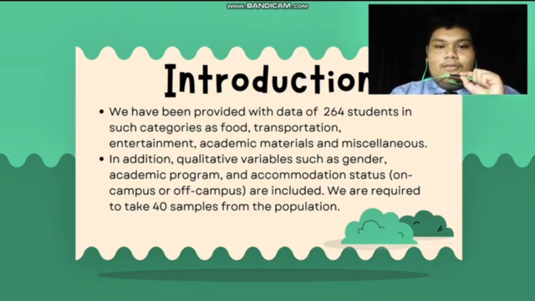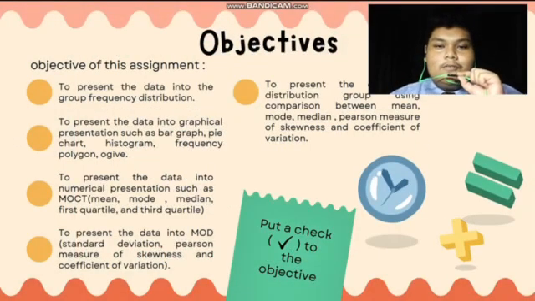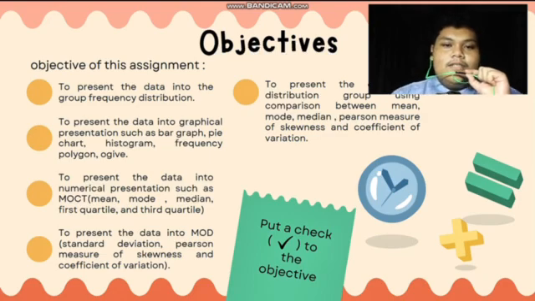So let's go to the second part, which is objective. We have 5 objectives of this assignment. The first one is to present the data into the group frequency distribution. The second one is to present the data into graphical presentation such as bar graph, pie chart, histogram, frequency polygon, and OGIVE. The third one is to present the data into numerical presentation such as mean, mode, median, first quartile, and third quartile.